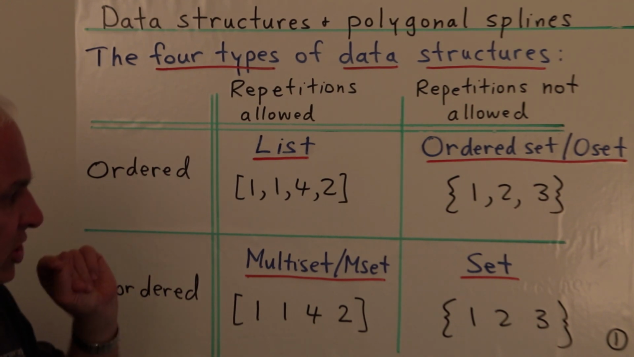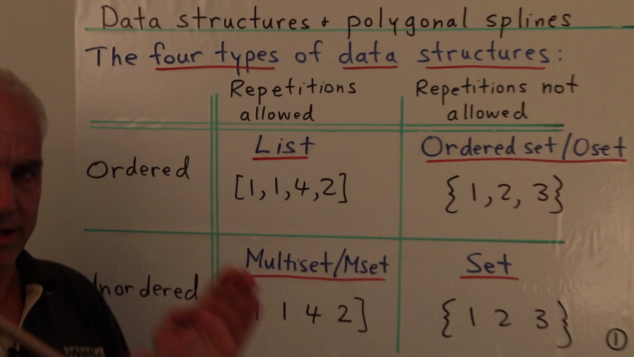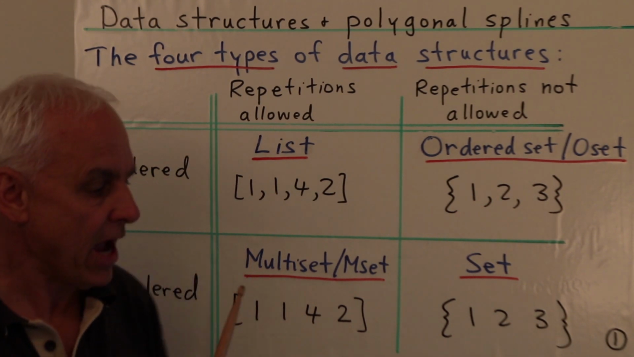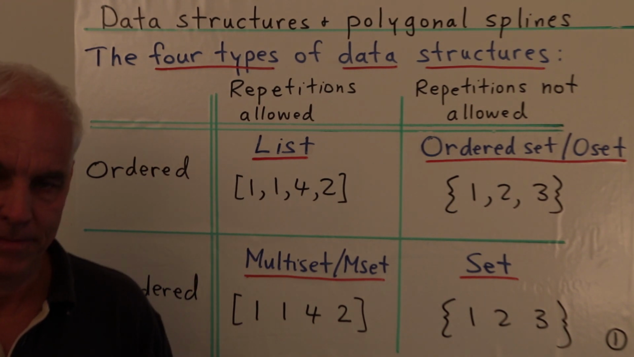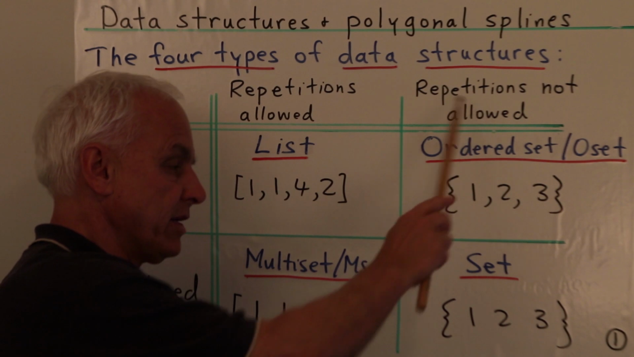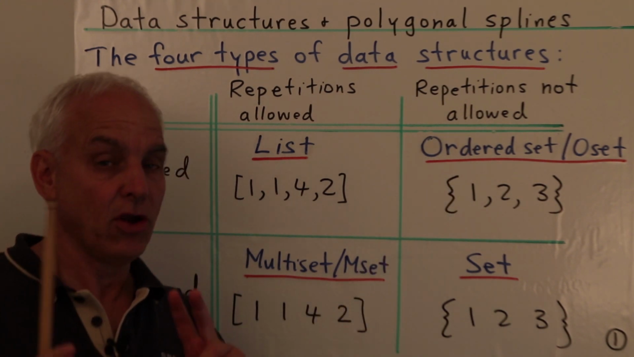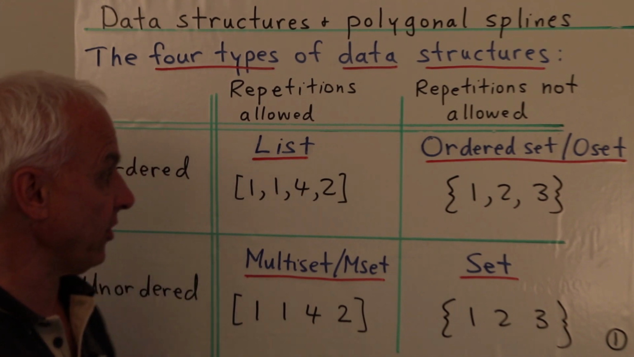So the main distinction is that there's really two kinds of questions that we can ask when we're talking about a data structure. We can ask whether it's ordered or whether it's unordered. And we can ask whether repetitions are allowed or whether they're not allowed. That gives us altogether four possibilities, and these are the four possibilities that are so important for us to understand.